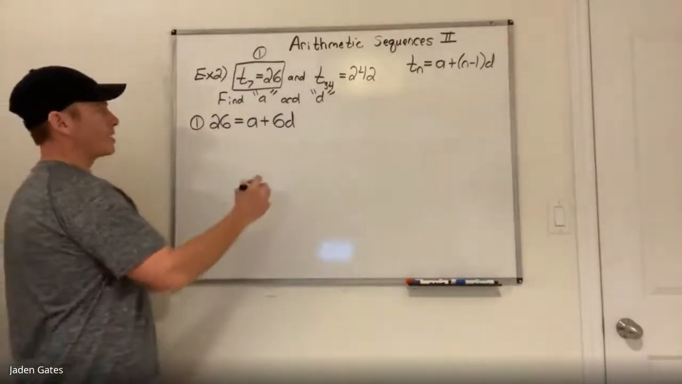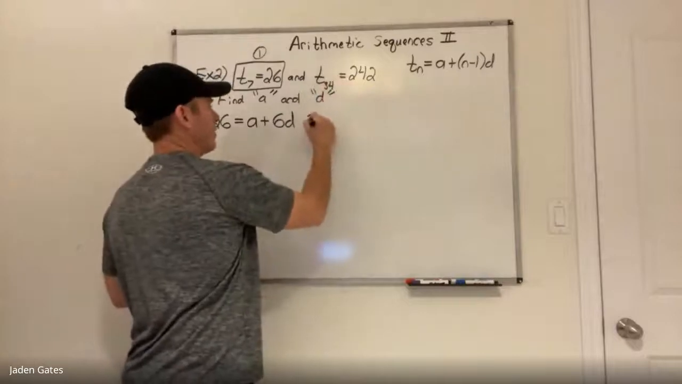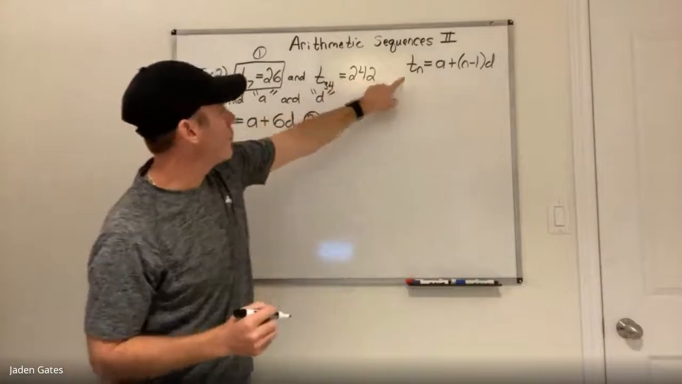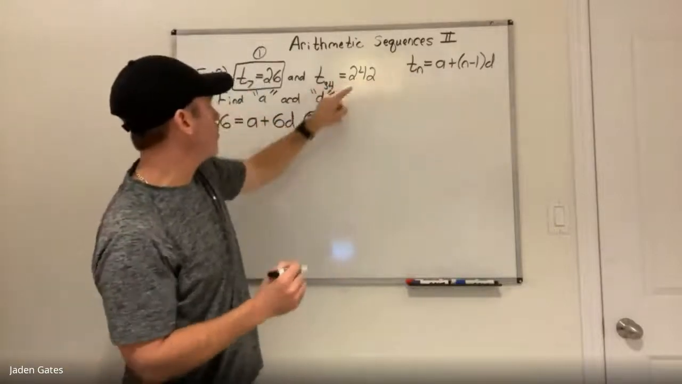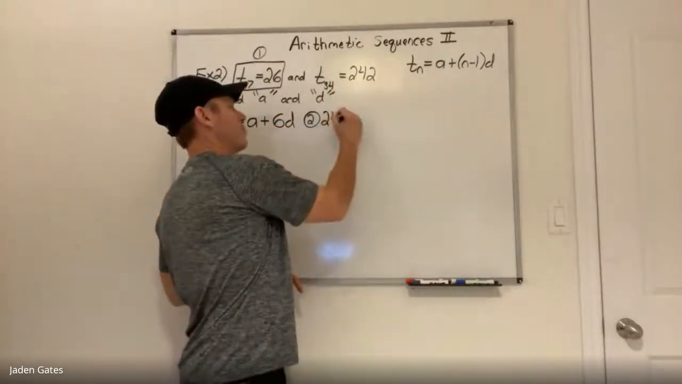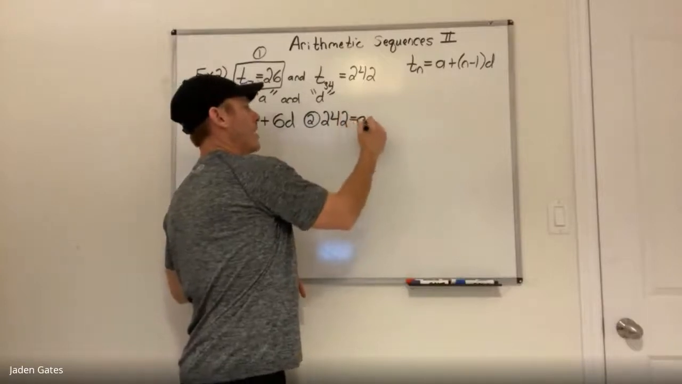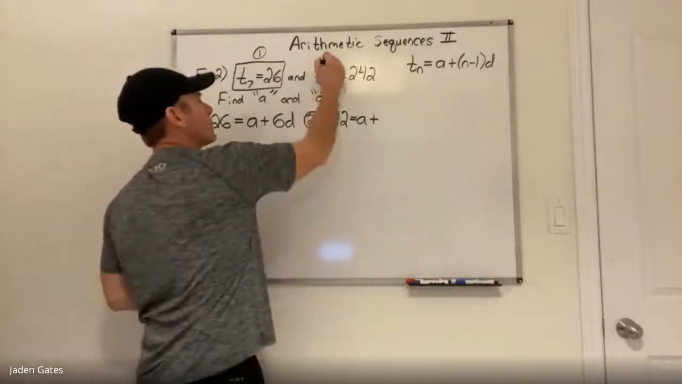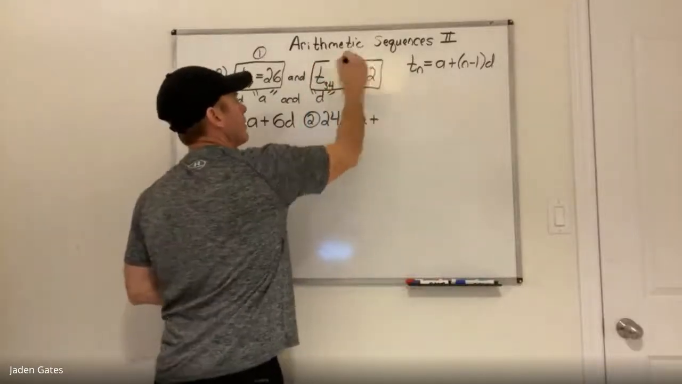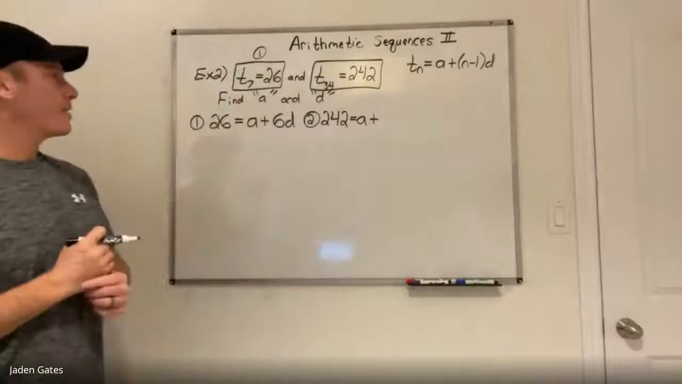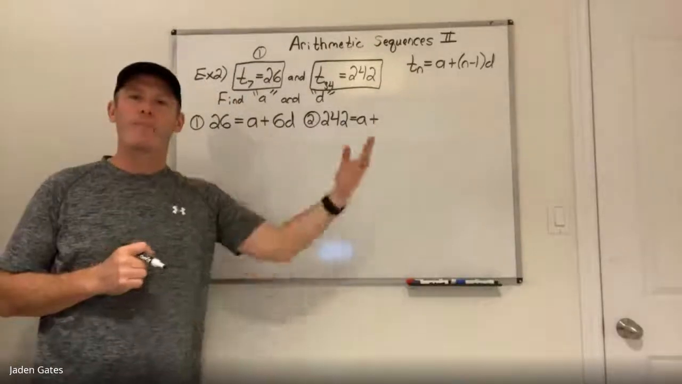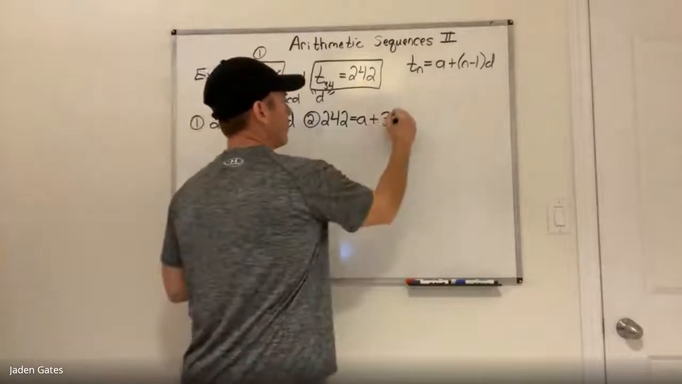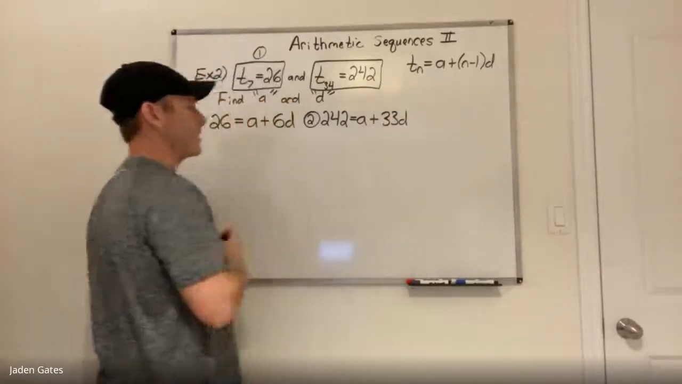My second equation, again, we have T34. So my Tn here, my 34th term, is 242. Again, we don't know the A, plus, now this is where my second equation is coming from, right here. Our n value, we're looking at the 34th term. So when I do the n minus 1, I have 34 minus 1, which is 33, and we have a D.